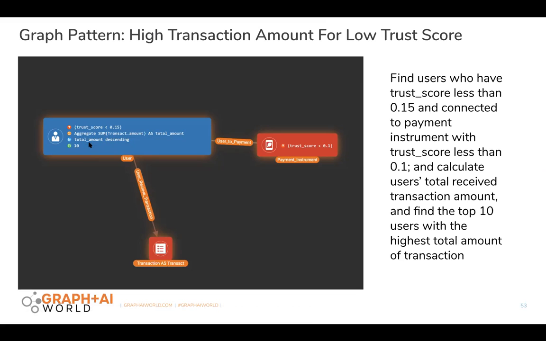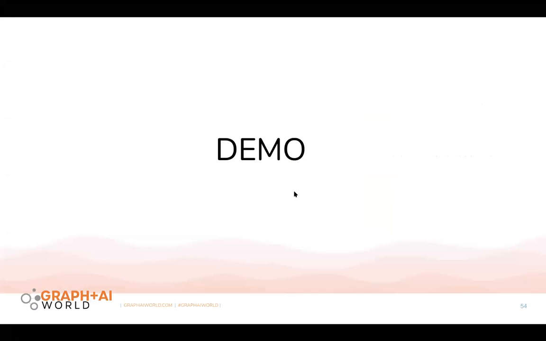And then we are ordering the total amount in descending order. We're trying to find the top 10 total amounts associated with a particular user. So as you can imagine, this is a low trust score user, low trust score payment, but we're trying to find a very high transaction amount. So it's very likely that these people are fraudulent users, and we should investigate more into their behavior. Okay, let's go to the demo part.